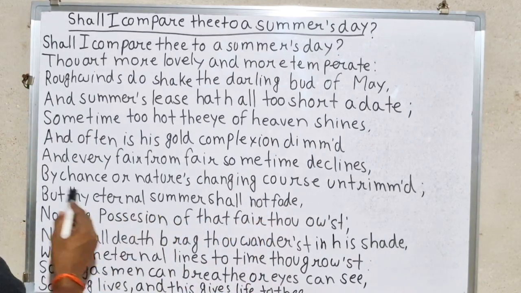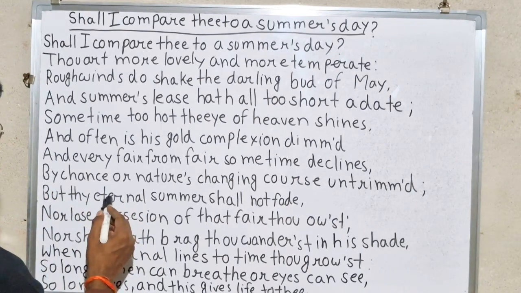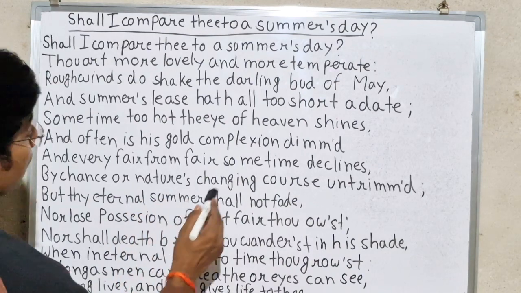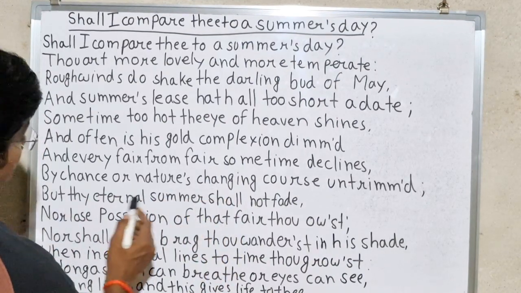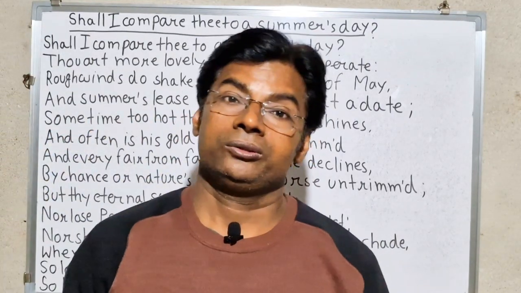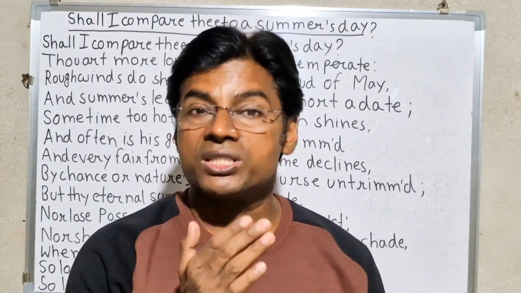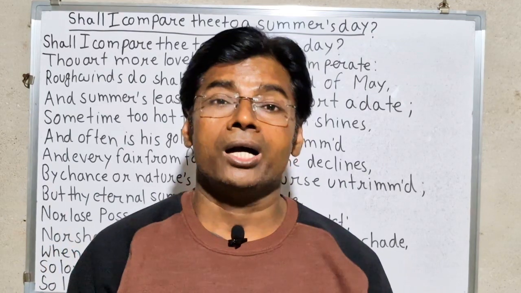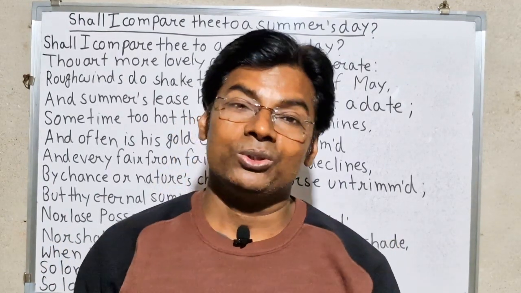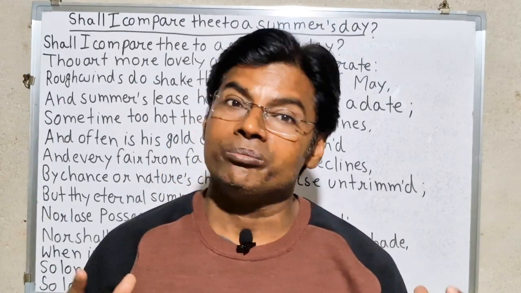Thy eternal summer, here a metaphor is used. Why? Because here he compares the beauty of his friend to eternal summer. You can say exaggeration is also used in this line. He says, but your summer, meaning your beauty, will never fade, never decline. You will remain young and beautiful. How? Because I have found a way out to immortalize you. I have found a way out to preserve your beauty.